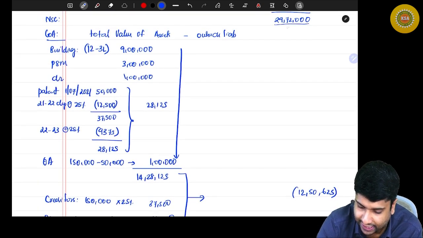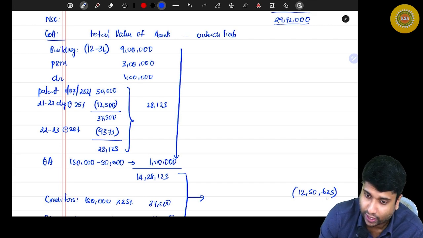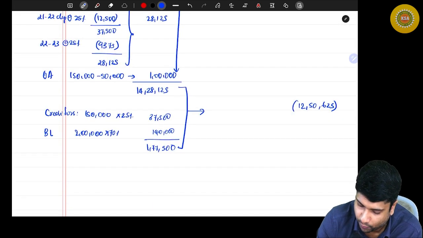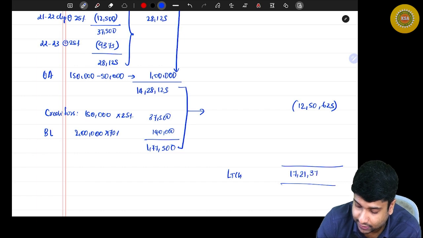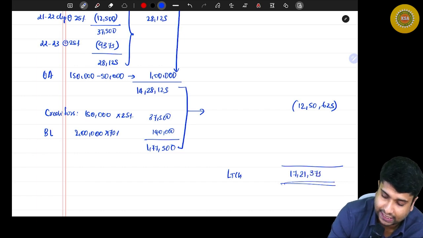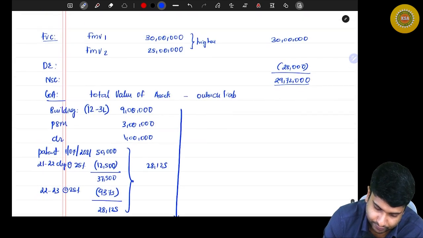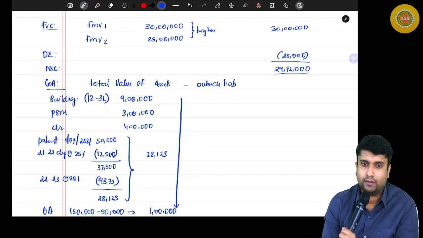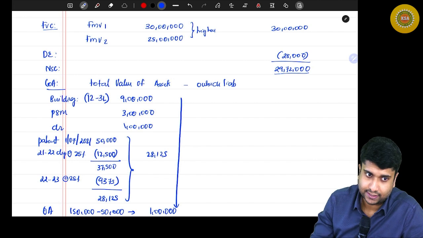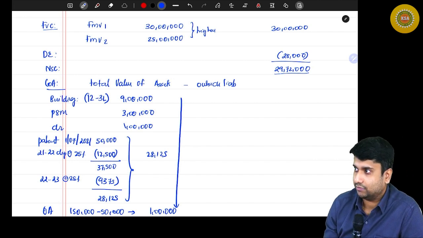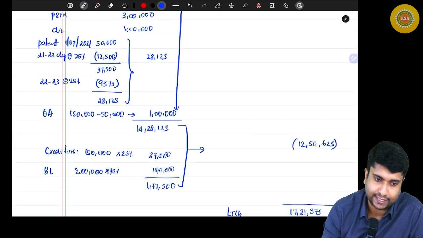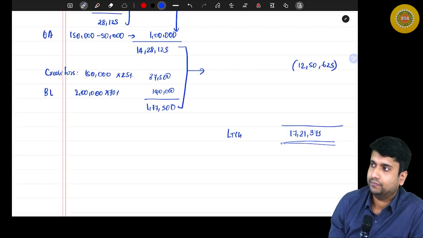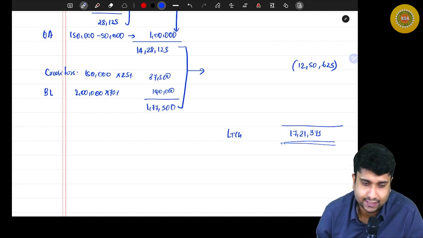So 29,72,000 is the net sale consideration. 12,50,000 is the cost of acquisition, and how much will be the long-term capital gain? 17,21,375 will be the long-term capital gain. I hope it is clear. This is the first part of the answer. Click a picture or take a screenshot of whatever you want. And this is the second part of the answer. I hope that is clear for you.